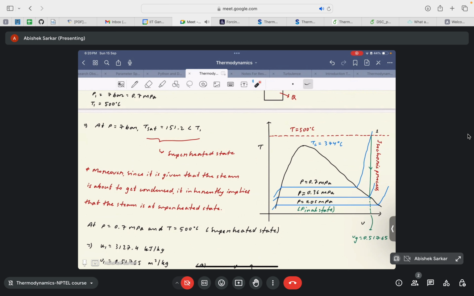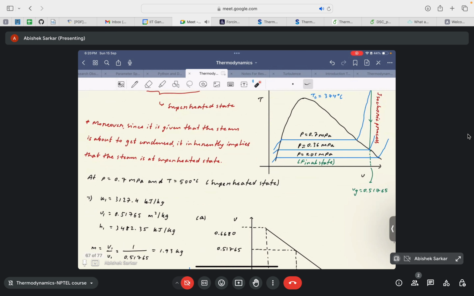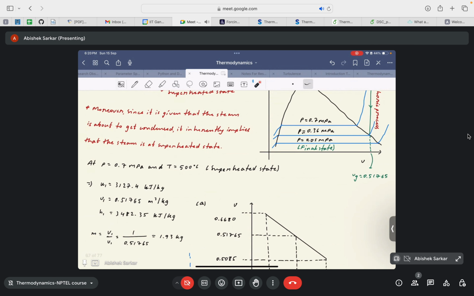Okay, and in all these steps, the volume and the specific volume as well are constant, right? Because the volume is constant as the process is isochoric, and the mass of the steam is constant because the system is closed. So the volume by mass, the specific volume, is also constant, which we found out from the superheated steam table to be 0.51765 meter cube per kg, and the corresponding internal energy is 3127.4 kilojoule per kg, and the corresponding enthalpy is 3482.35 kilojoule per kg.